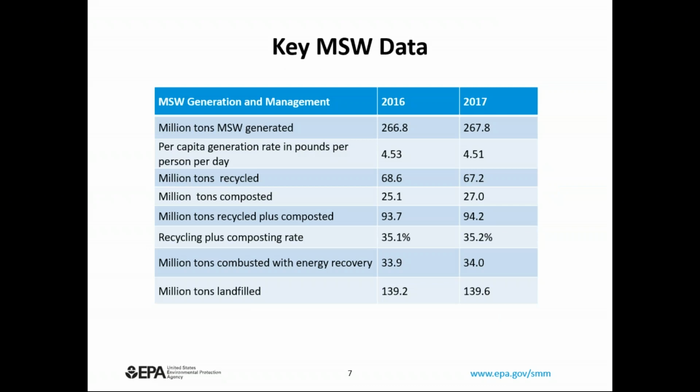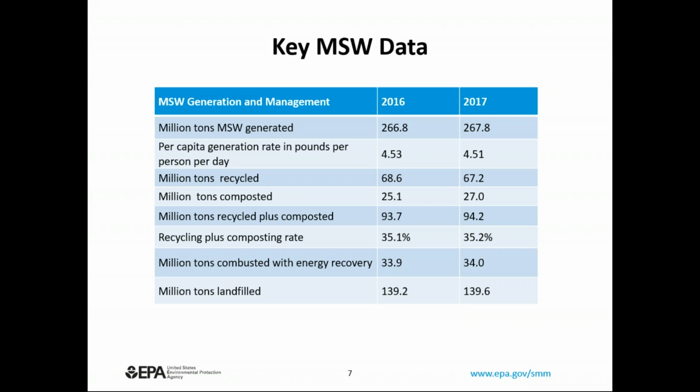So here it is, the moment you've all been waiting for, the slide that provides the preview of both the 2016 and 17 data. What you can see at a snapshot is that the overall generation of MSW has gone up from 2016 to 2017. So you're seeing 2,066.8 million tons in 2016 to 2,067.8 million tons in 2017. The per capita generation, however, has gone down slightly. We measure per capita generation in pounds per person per day, and it's gone down from 4.53 pounds per person per day to 4.51 pounds per person per day.